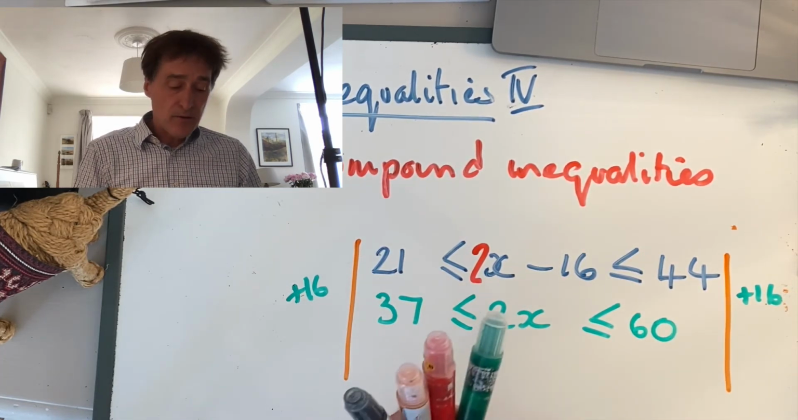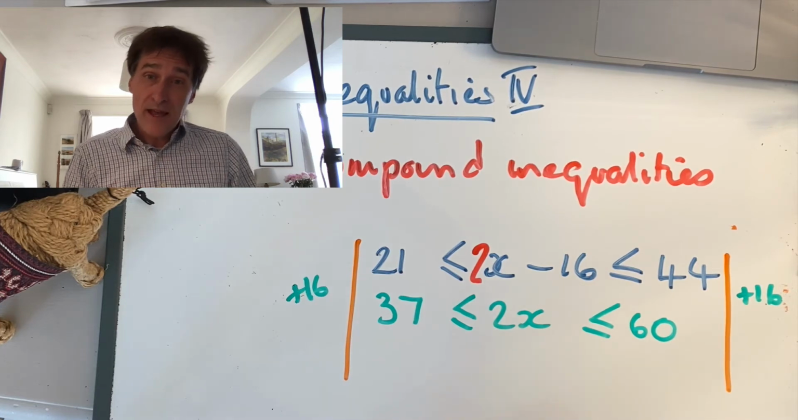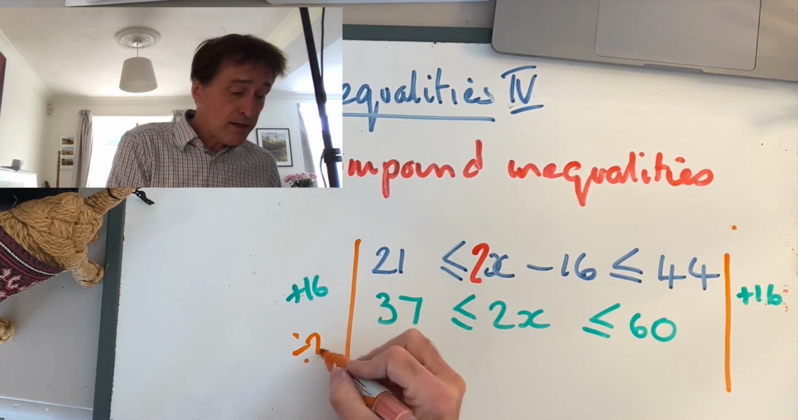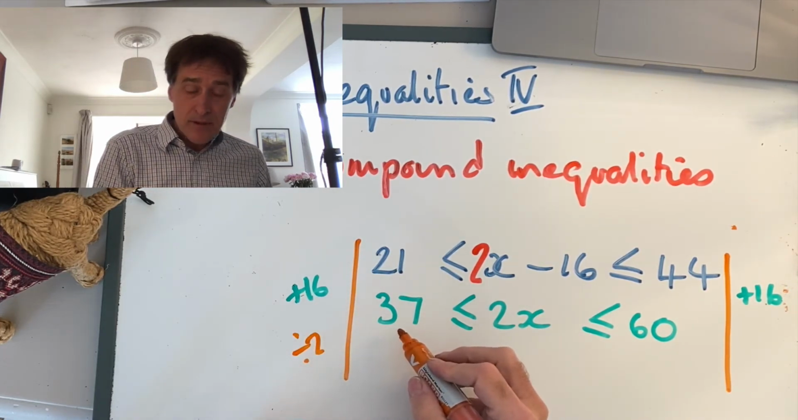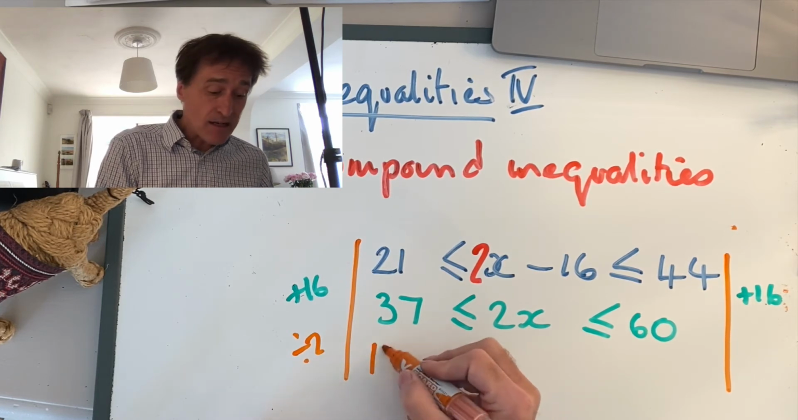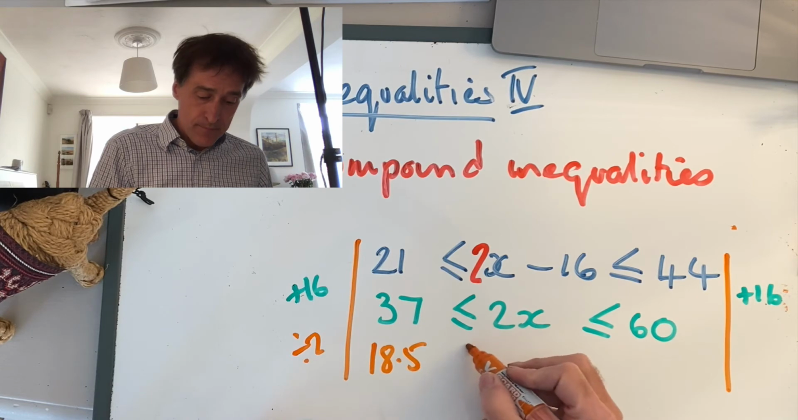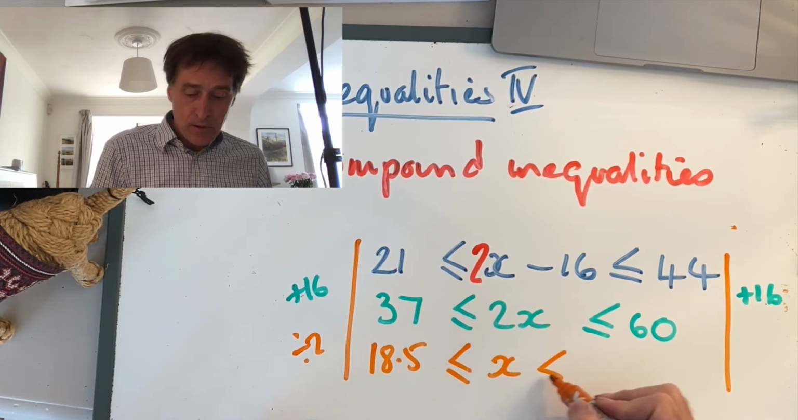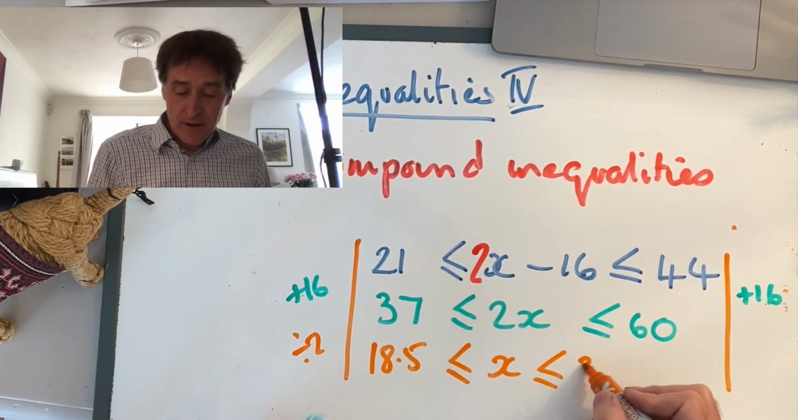Now I've got the times by 2, so I want to do the opposite of that. So I want to divide both sides by 2. That looks a bit messy. Half of 36 is 18, so half of 37 is 18 and a half. And half of 60 is 30.